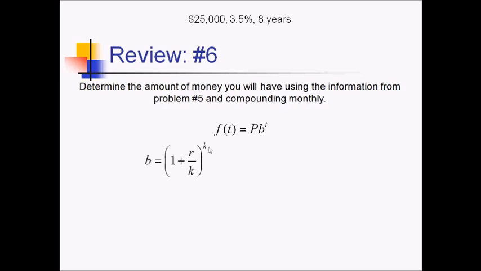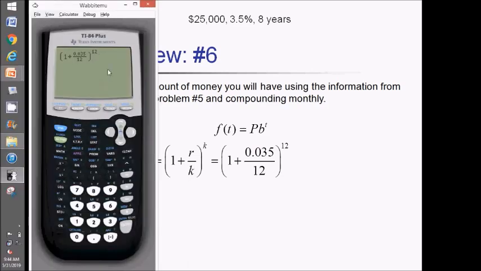K is the number of times we're compounding each year. So we're going to divide r by 12 because we're doing this monthly, and then all raised to the 12th power. So 1 plus 0.035 over 12 to the 12th power. And let me do that on the calculator now. So I've entered this on the calculator, and I'm also going to store this as alpha A. You can pick whatever letter you like, but I'm going to store it as A just so that I can call up this crazy decimal anytime I want and get a perfectly accurate answer.